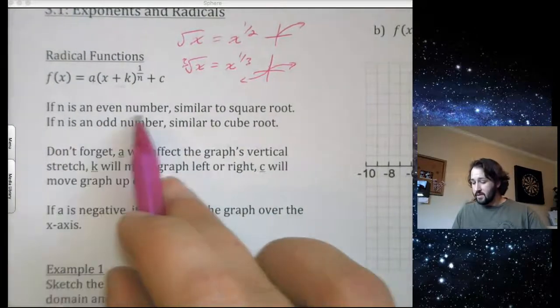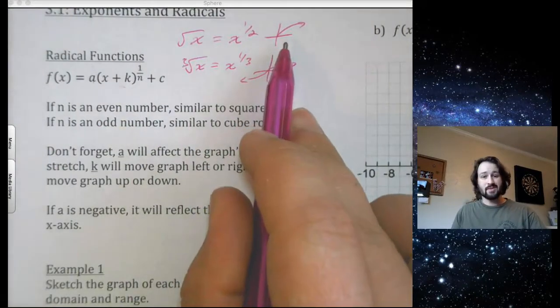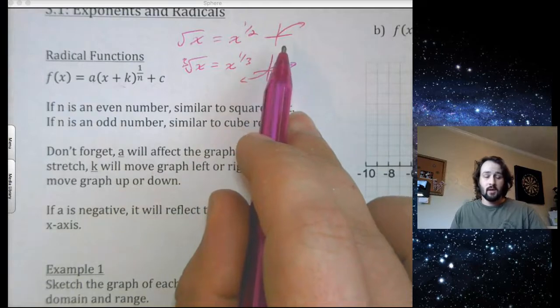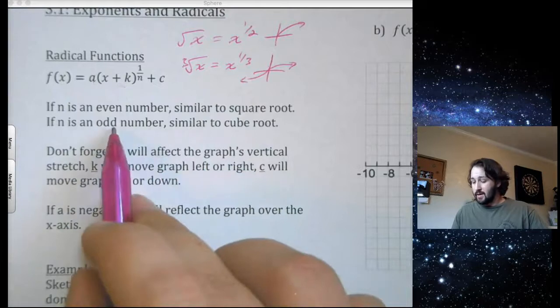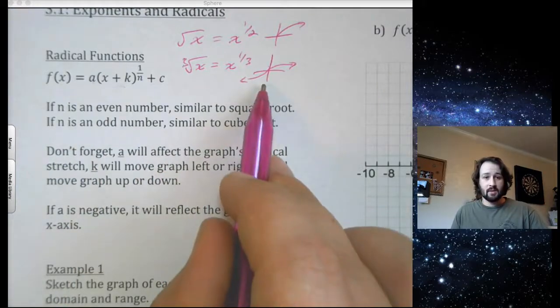So if n is an even number, it'll be similar to our square root, so it'll look something-ish like that. It could be moved around. Different things can happen, but it'll look something like that top one up there. If n is an odd number, it'll be similar to a cube root, so it'll look something like that.